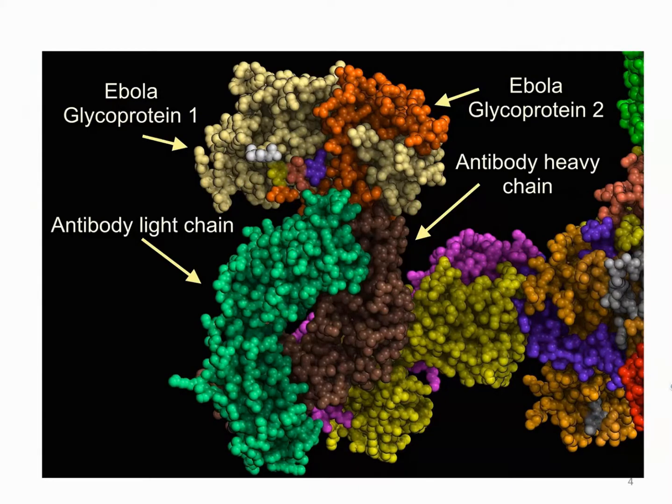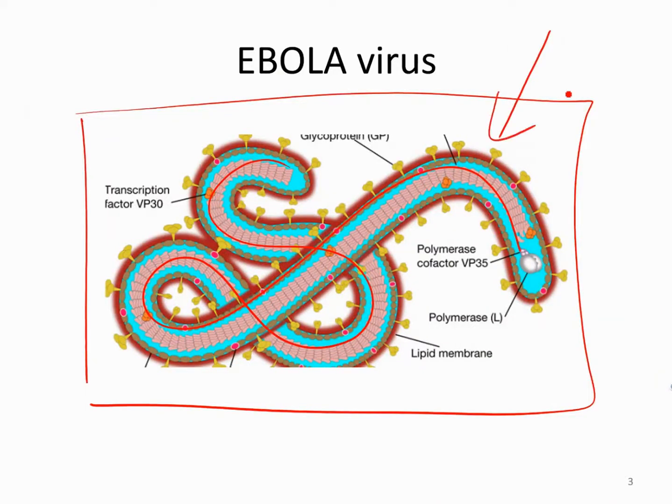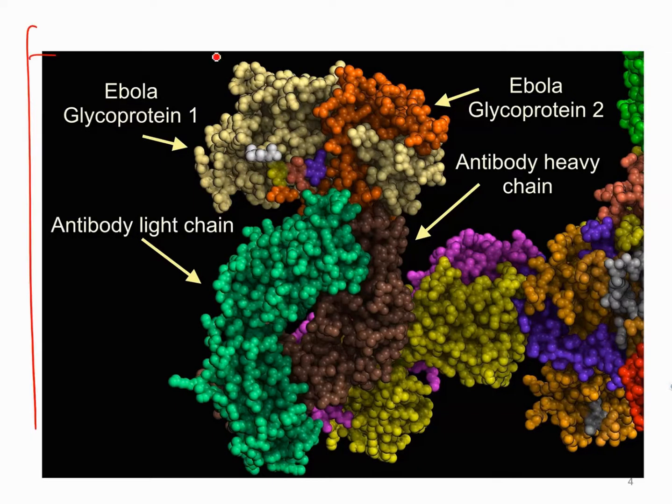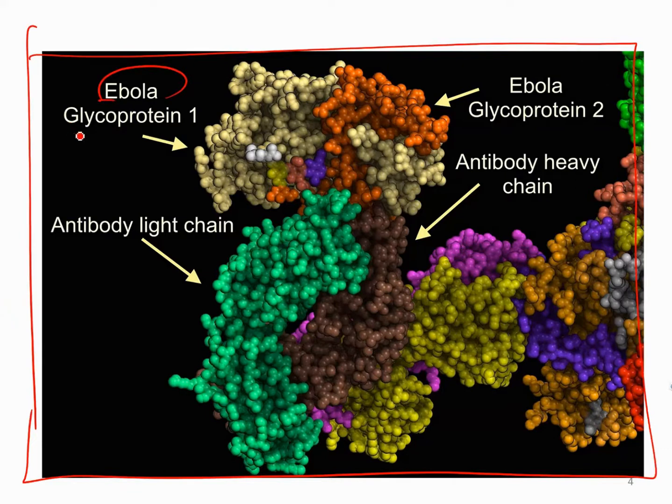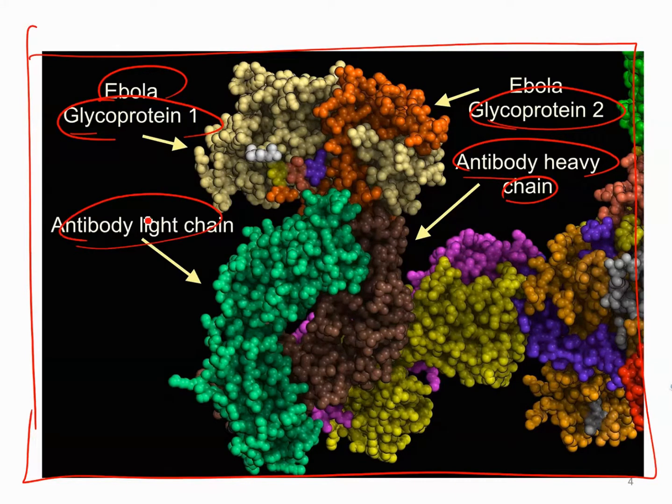So this is the schematic diagram of the Ebola, and this is the crystallography result of the Ebola, which we also call the crystal structure. You can see that this is the Ebola glycoprotein 1, 2, and then the antibody heavy chain, and so on. They crystallized the Ebola protein, and then they used the X-ray crystallography method to determine the structure.